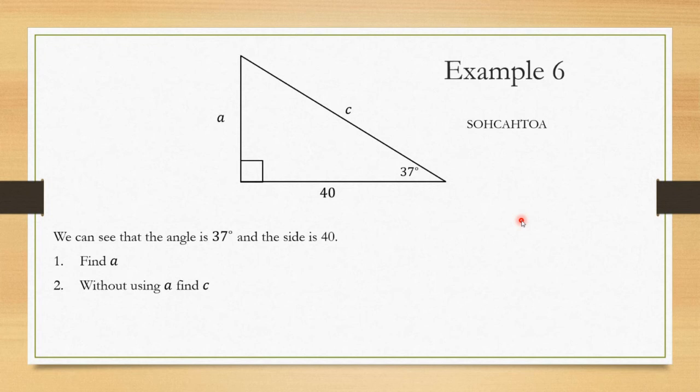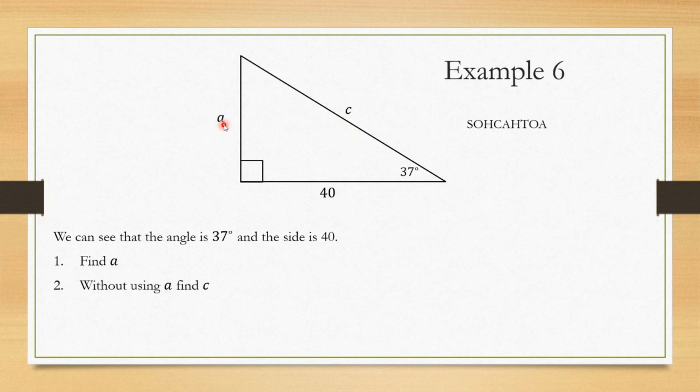Okay, so again, if you know two of the angles, you know all the angles, right? Because the angles in a triangle add up to 180 degrees. And you know the length of one side, you have the length of every side. Okay, so let's suppose this angle is 37 degrees. This side length is 40. Let's find A, and then without using A, we're going to find C.